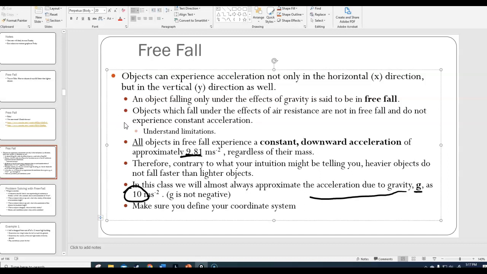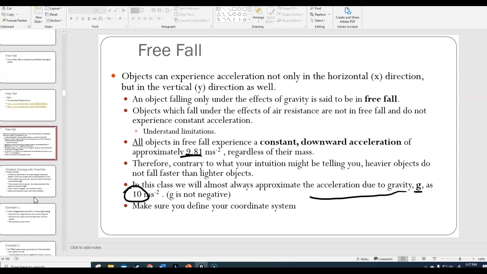Okay, so hopefully you took really good notes on that slide. We're going to get into solving some problems with free fall. Again, we're going to do 2 examples before we finish this video.